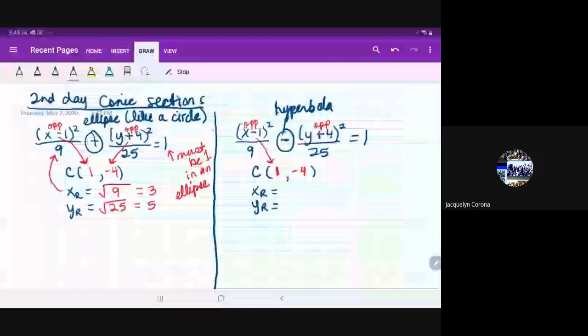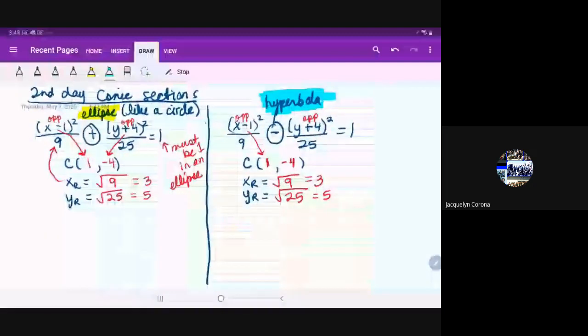And then the x radius, you take the square root of what's under the x, and the y radius, you take the square root of what's under the y. So we get exactly the same thing with the ellipse and with the hyperbola. So the ellipse and the hyperbola at the moment look the same. So you have to memorize what the plus and the minus mean. Okay, so we're going to graph the ellipse first. The ellipse needs less space than the hyperbola.